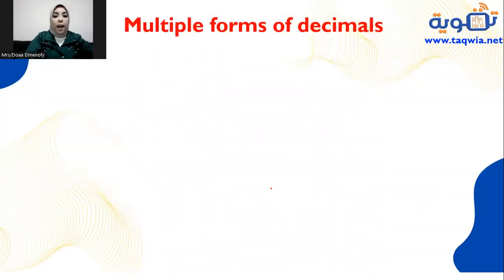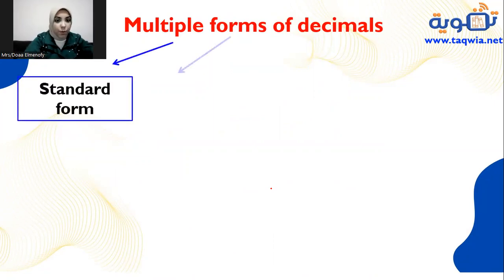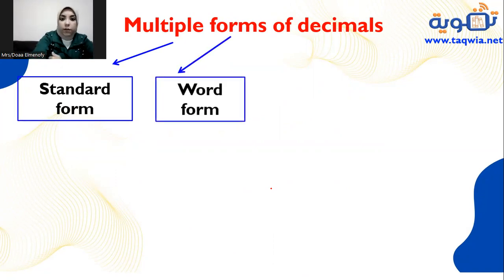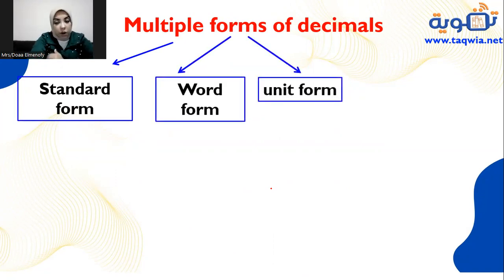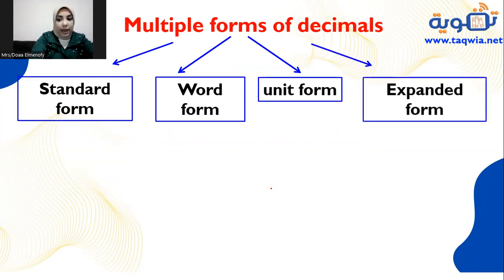And we know that we have multiple forms of the decimal. We can write any decimal number in standard form. We can write it in word form. We can write it in unit form and expanded form. In standard form, we're going to write it in digits like this. So here we have 2.85. How can we write it in word form? If you can read it correctly, you're going to write it correctly.